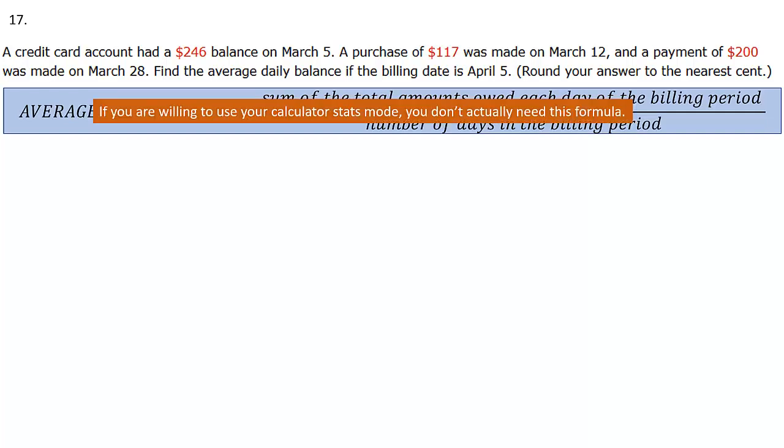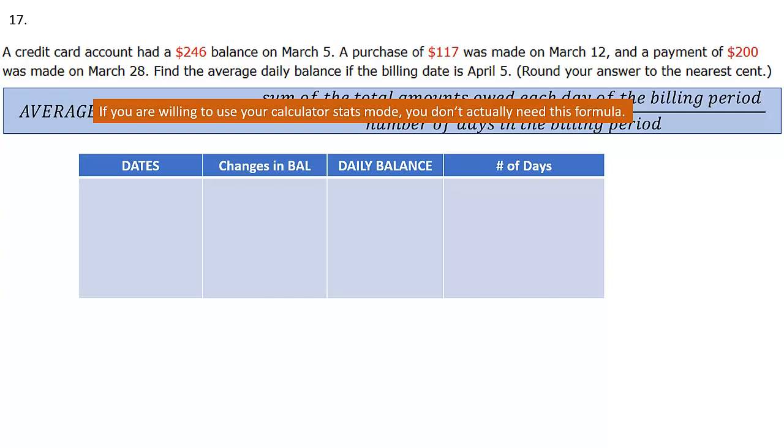Now, I will say, if you're willing to go back to what you learned about stats mode earlier, you don't actually need this formula, and this is the way I'm going to show it, because I think it's the easiest way to do it, given the fact that we do know how to use the calculator stats mode. If you do, you want to build a 4-column table. One column for the dates, another column for the change in balance, the third column is the actual daily balance after whatever change occurred, and then the last column is the number of days that balance was in effect. So if you build that 4-column table and follow through step by step, you'll find this very manageable.